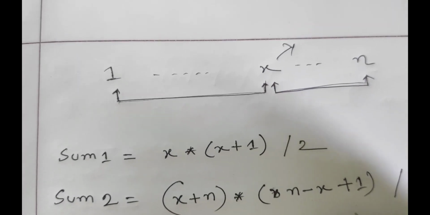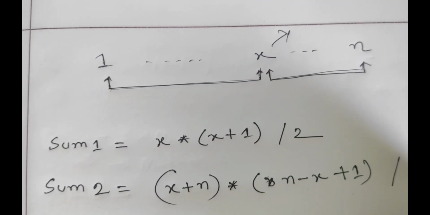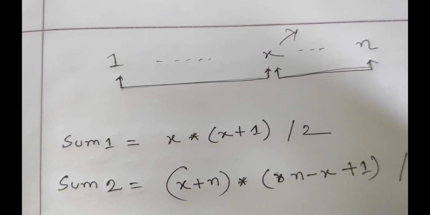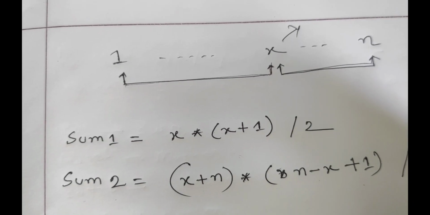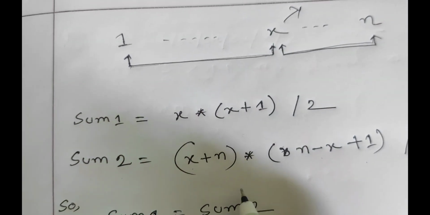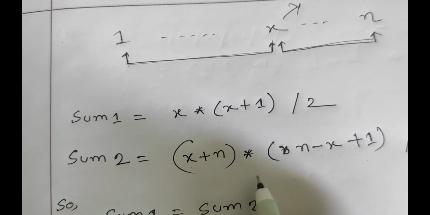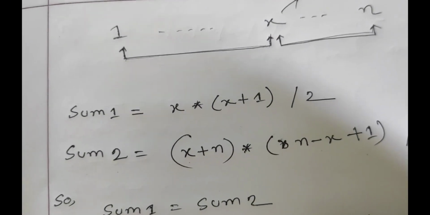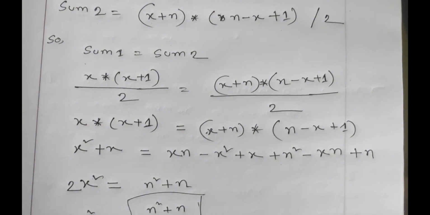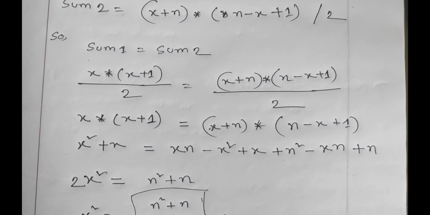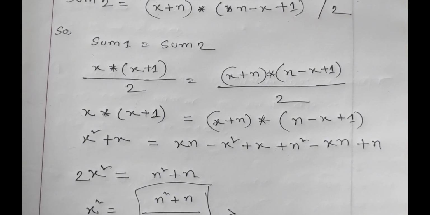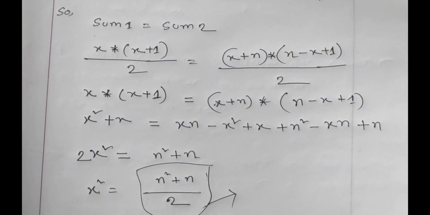We know the sum of x natural numbers is x times (x plus 1) divided by 2, and the sum of x to n equals (x plus n) times (n minus x plus 1) divided by 2. Now we can say sum 1 equals sum 2. Let's do some typical calculation.